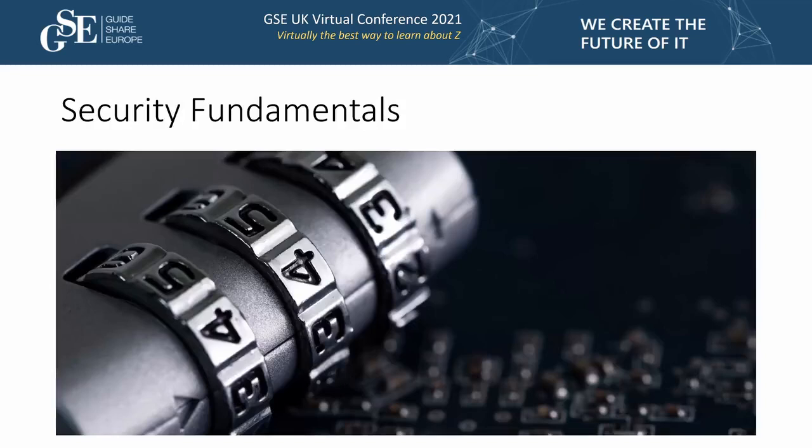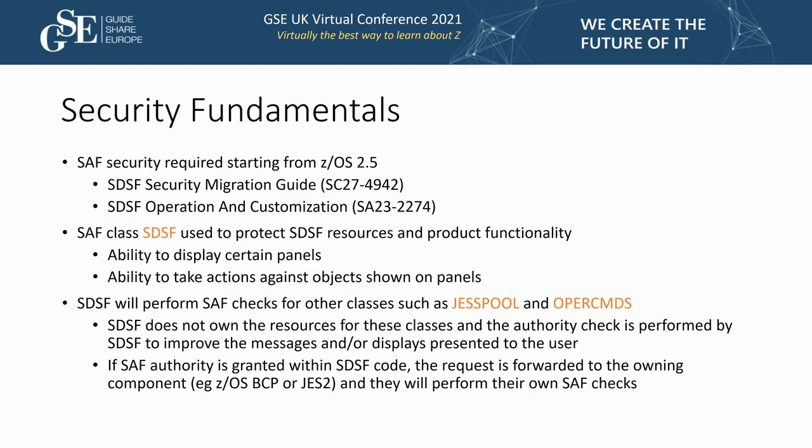So let's go through some of the security fundamentals about the product now. As I said, SDSF security, SAF security, is required starting from z/OS 2.5. Customers who still are on the legacy internal security, we realize that this is a bit of a migration effort. So we have actually authored a brand new security migration guide, SC27-4942. That's available on the 2.4 bookshelf, as well as the 2.5. And also there's a lot of SDSF information in the Operation and Customization guide.